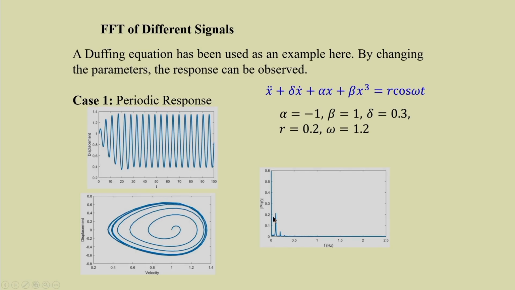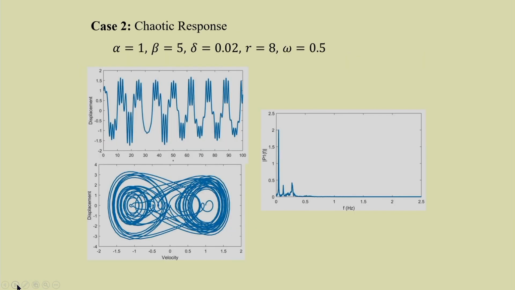So, let us take some response. This is a periodic response. You can see a high peak at a particular frequency. You can simulate this to see this. For periodic response you are getting a single peak, and with some noise you may get some additional small peaks. For a chaotic response you just see you have a band of frequencies, a continuous band of frequency.